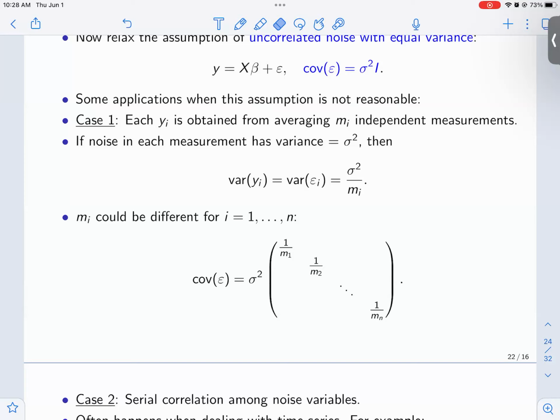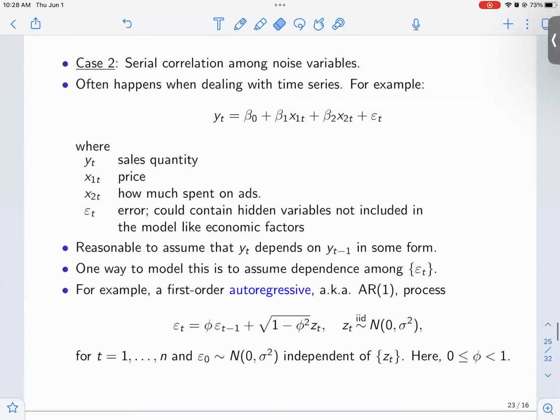The other case is when you have serial correlation. These happen mostly in econometrics, in time series analysis. So you have y_t, which depends on time, let's say sales quantity, and x1t, x2t. The observations are across time. So x1t could be the price of something, x2t could be how much is spent on advertisement. Let's say you want to see whether the price or the advertisement budget affects the sales quantity.